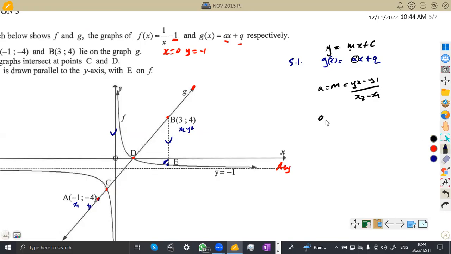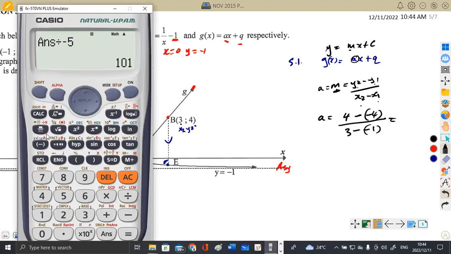So that means we can obtain the value of A, since we said A is the gradient, which is M. So that's Y2 minus Y1, which is Y2, that's 4, minus Y1, which is minus 4. So that's a plus. Over X2 minus X1, X2 is 3, X1 is minus 1, so it's 3 minus minus 1, which is a plus again. Or we can just utilize our calculator at once.